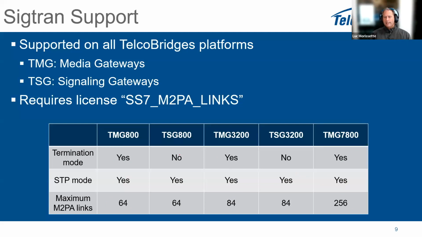When you go to the TSG 800, it doesn't support the termination mode, because for the termination mode you need to have E1 or T1 circuits terminating inside the unit. So it can only support the STP mode when using M2PA. To support M2PA in the TelcoBridges products, you need a specific license, called SS7 M2PA links, which will say how many of those M2PA links you can support. It could be 1, 2, 4, or up to 64 for a TSG or TMG 800.